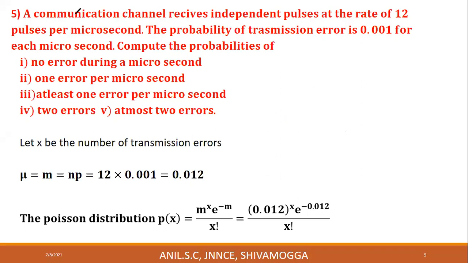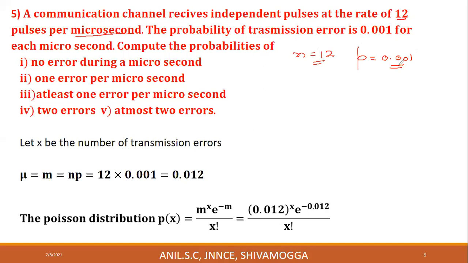First statement. A communication channel receives independent pulses at the rate of 12 pulses per microsecond. That means n is equal to 12. Each pulse is an event, therefore n is equal to 12. The probability of transmission error is 0.001. P is equal to 0.001. This is the success now. The probability of transmission error, getting an error, is our success, and its probability is 0.001.